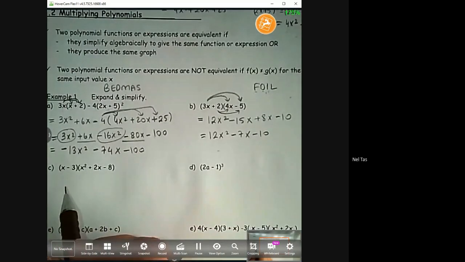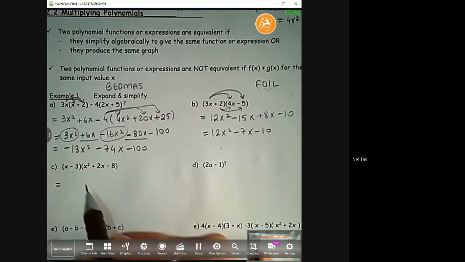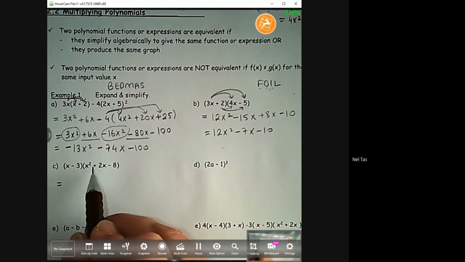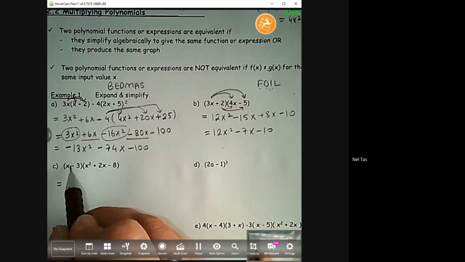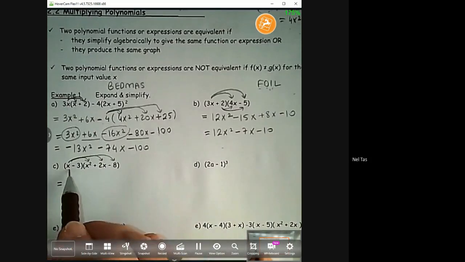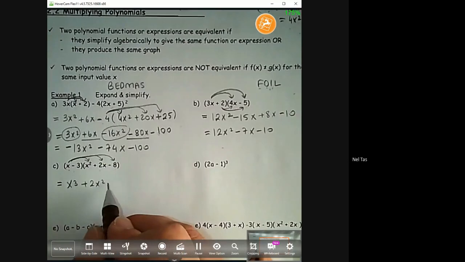Okay, let's look at part C. We have binomial and trinomial. So when you do this multiplication, you multiply each term from the first bracket with every term in the second bracket. Okay, so we take x, multiply every term in the second bracket by that. Okay, so x times x squared, x cubed, x times 2x, 2x squared, x times negative 8, negative 8x.